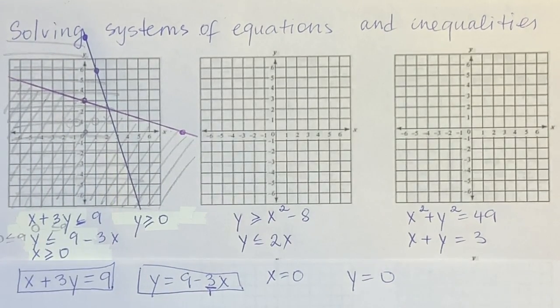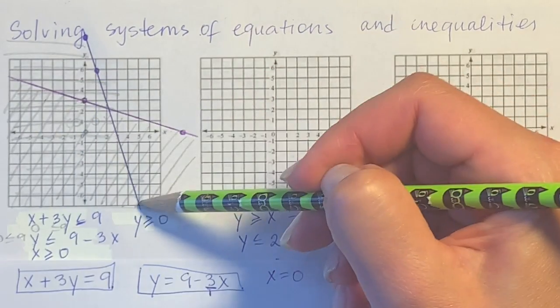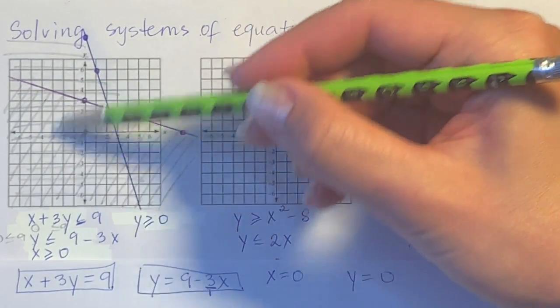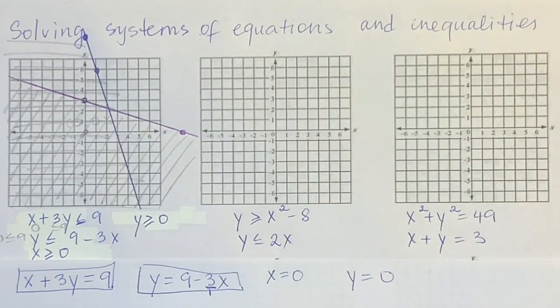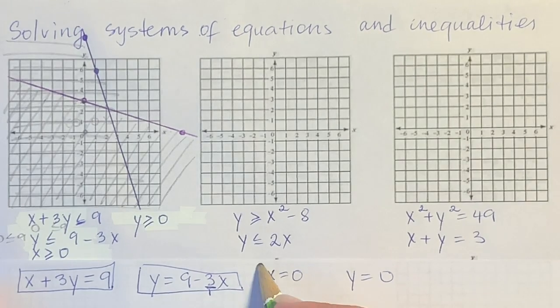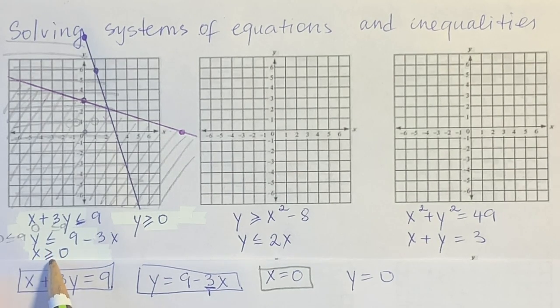So far, the shadings of the purple line and the blue line intercepted in this corner here. If you notice, you have both shadings right here in this corner. Now we have two more lines to grab. The next line will be x equals 0. X equals 0 is nothing but a vertical line that passes through 0 on x-axis. The line will be solid because the original inequality had a greater than or equal to sign.